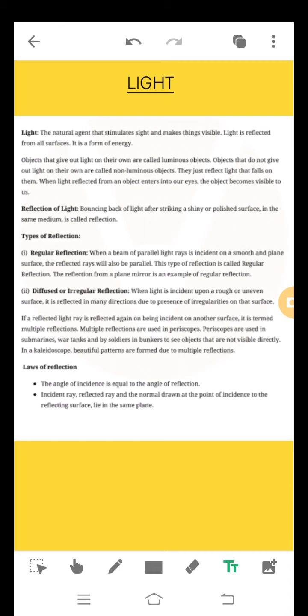But when light is incident upon a rough or uneven surface, it is reflected in many directions due to presence of irregularities on that surface. And this type of reflection is called irregular or diffused reflection.